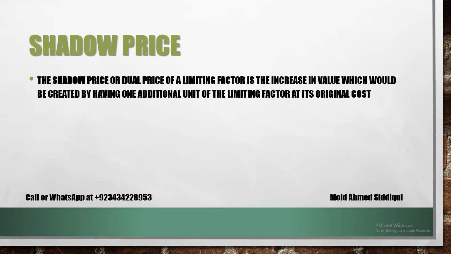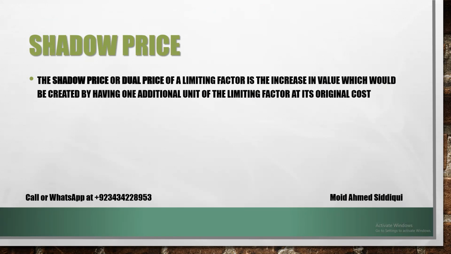So if we have two limiting factors, one is say material and the other is say labor, these two are our binding constraints. So the addition in contribution that we will get by having one additional unit of material is the shadow price of material. So the additional contribution that we generate by having an additional unit of a limiting factor is actually the shadow price. You need to understand this concept, the concept of shadow price.